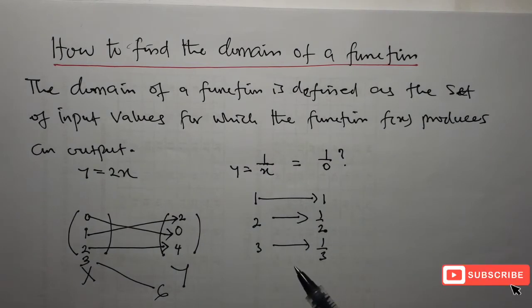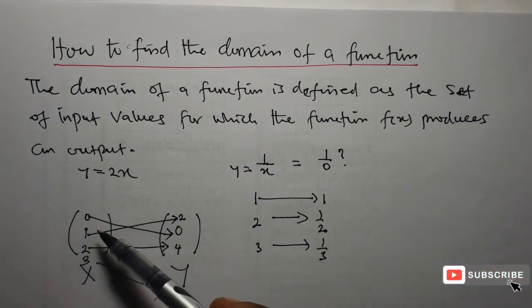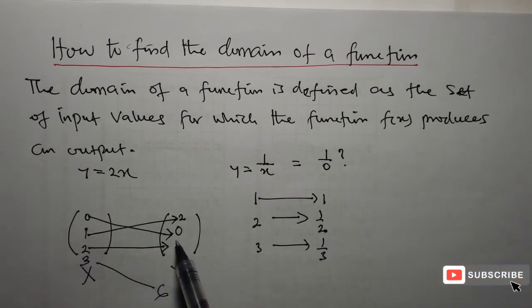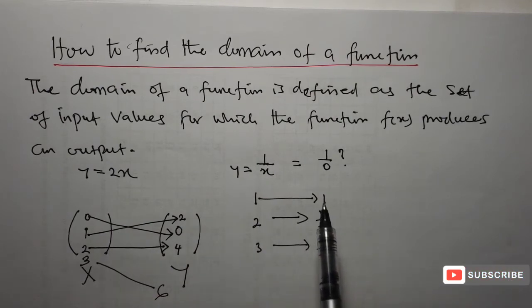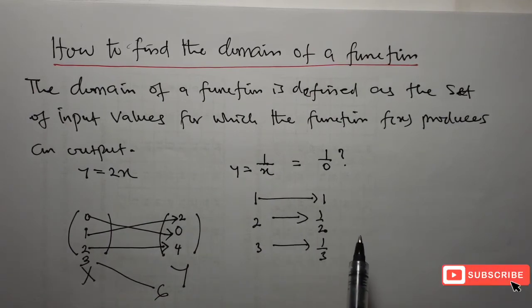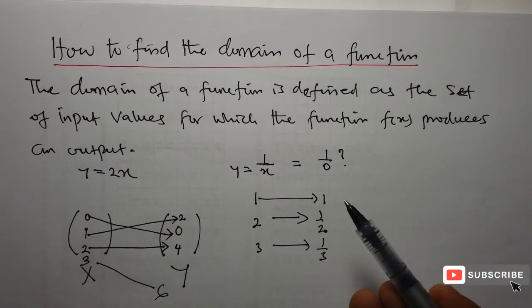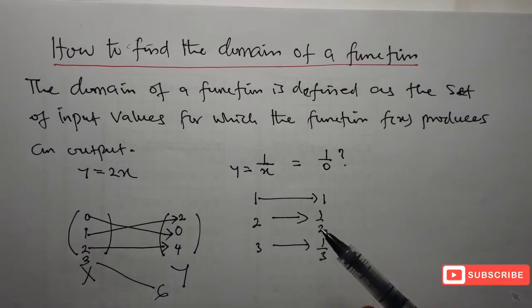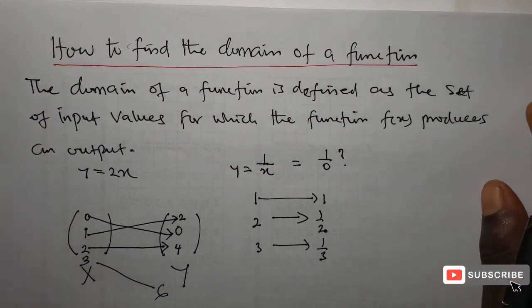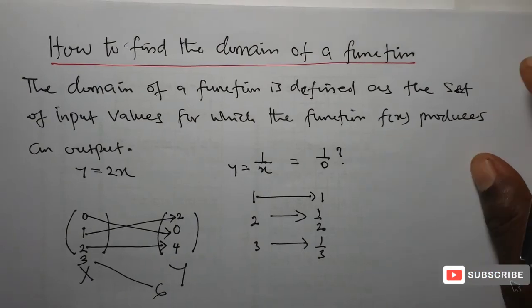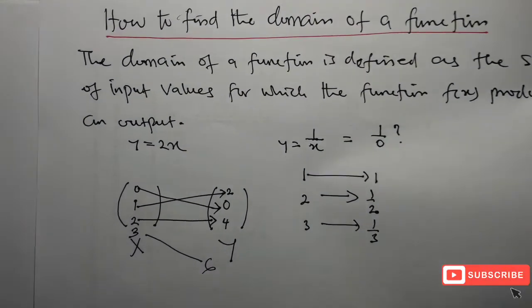What does this mean in essence? This means that even though 0 had an image in the first function, in the second function, 0 has no image. This tells us further that certain values which are in the domain of some functions are not in the domain of other functions. Therefore, the type of function we have will determine the best method for finding the domain of the function. So we shall proceed to look at one or two types of functions and see how we can find their domains.